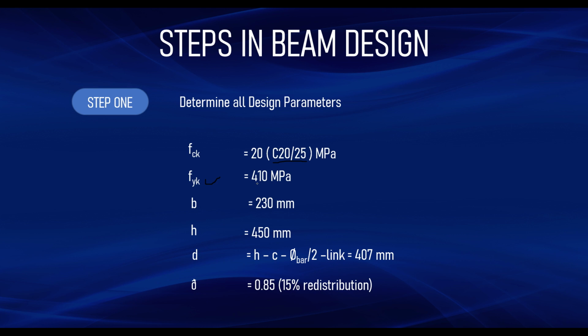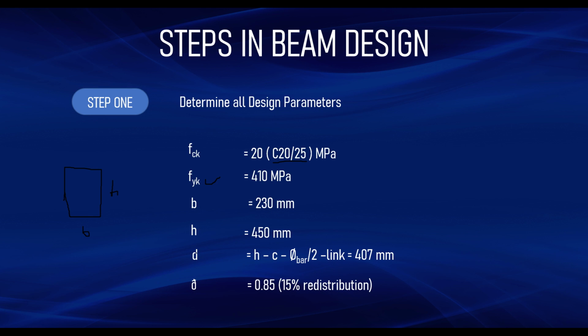So we are going to be using 410 Newton per meter square. The next thing is the size of the beam. Assuming our beam has this shape, this is the B part of the beam, this is the H part of the beam. The B part of the beam is the width of the beam. We are assuming our beam to be 230. Then the height of the beam, assuming 450.